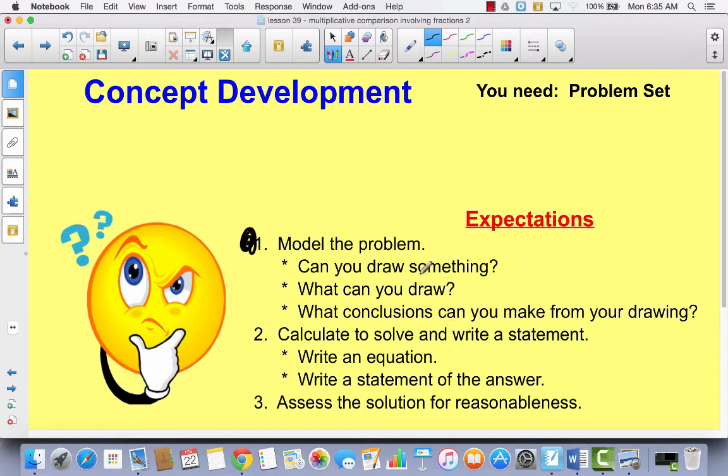Can you draw something? What can you draw, and what conclusions can you make from your drawing? We're really going to focus in on this part. We're not going to skip this. This is the part that you usually are really good about. Write an equation, write a statement of the answer. And then it's always important to think, does this make sense? That's assessing the solution for reasonableness. Does this make sense, my answer? That's really important also.